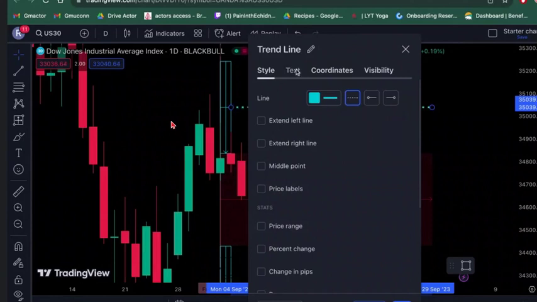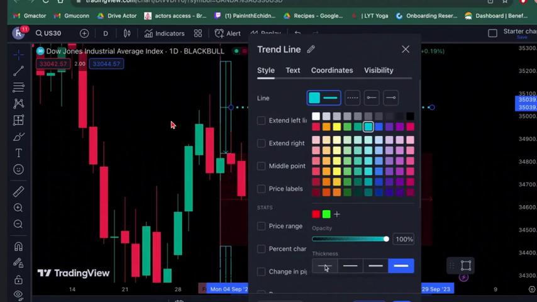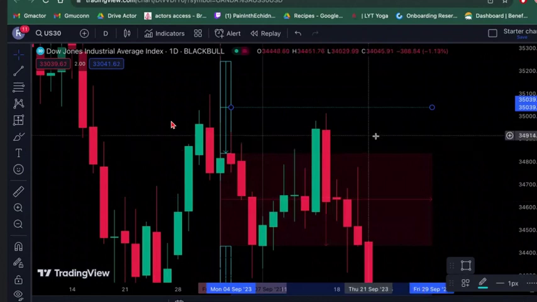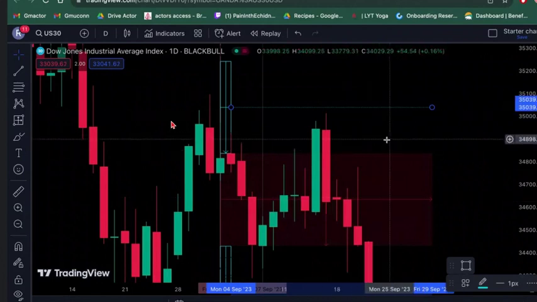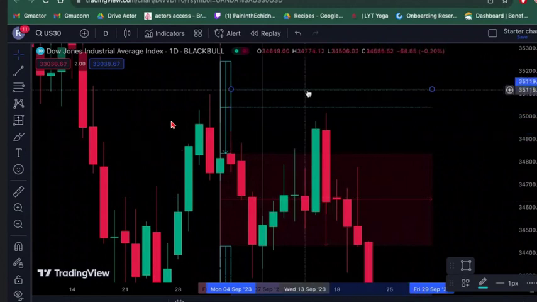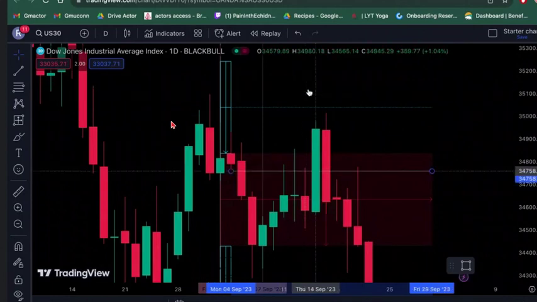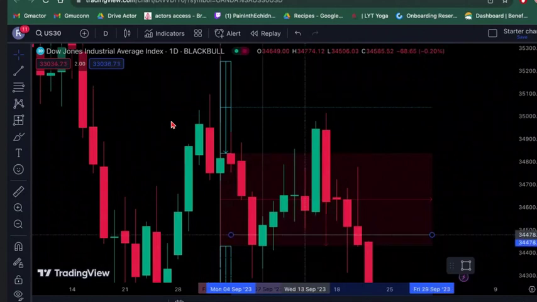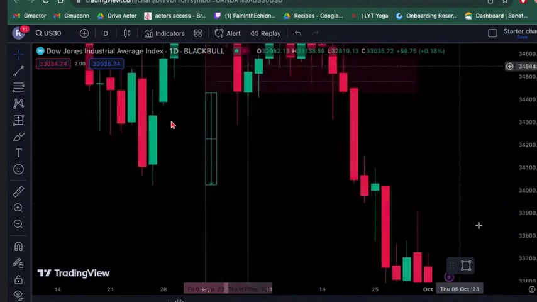So the dotted line, turquoise, and make the thickness of 1. Yeah. Now clone that line and then put it down on the bottom one. This is 50% of the 1 standard deviation. So I'm trying to show you how it never fails. So now scroll down and put it at the one at the bottom.